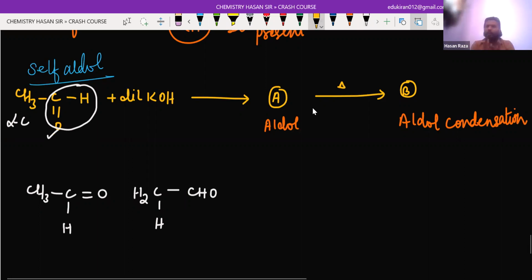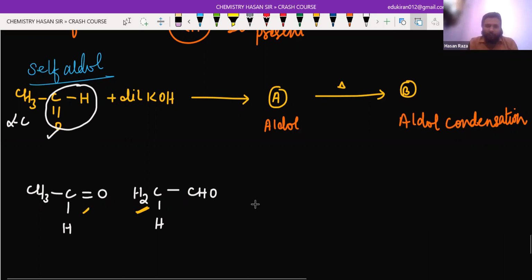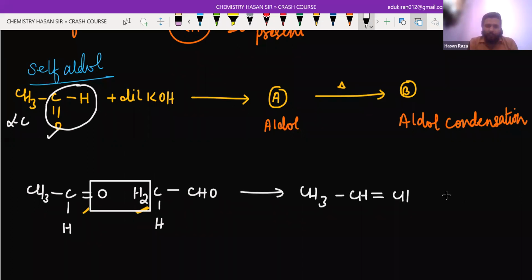What you need to do, face the alpha hydrogen towards oxygen, and then you are going to remove this H2O: CH3, CH, double bond, CH, and then CHO. Is that clear? Directly, just face this oxygen of one mole of this reactant, and then face this together, on the opposite side, so that it is easy to remove water.